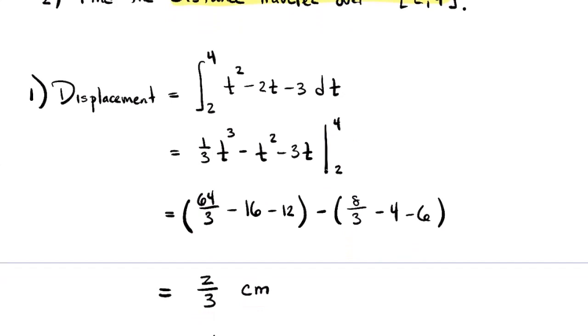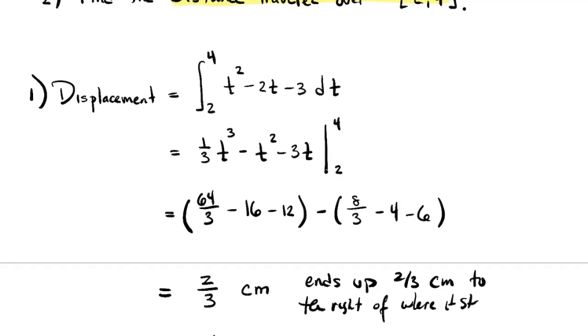So what does it mean? It means that the particle ends up 2/3 of a centimeter to the right, because it's positive, of where it started. That's what displacement means. This particle stopped 2/3 of a centimeter from the point where it started.